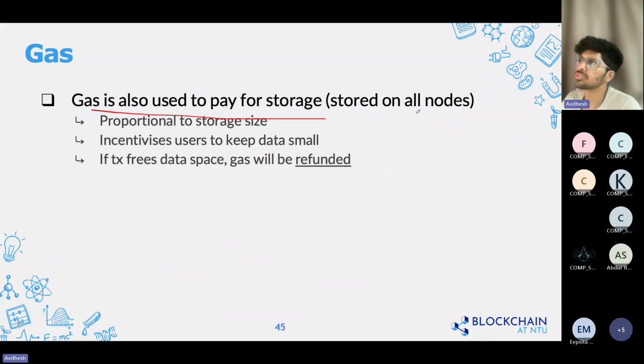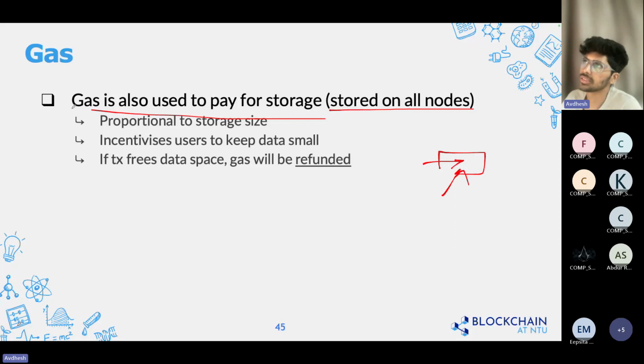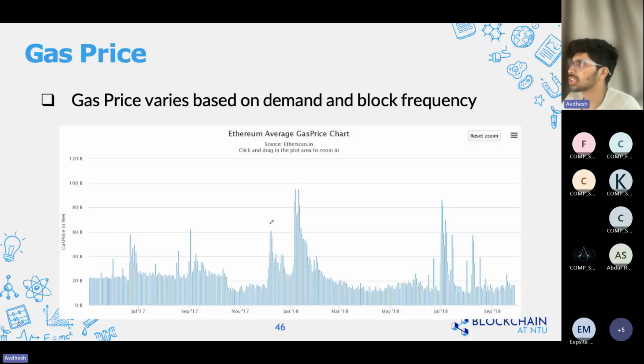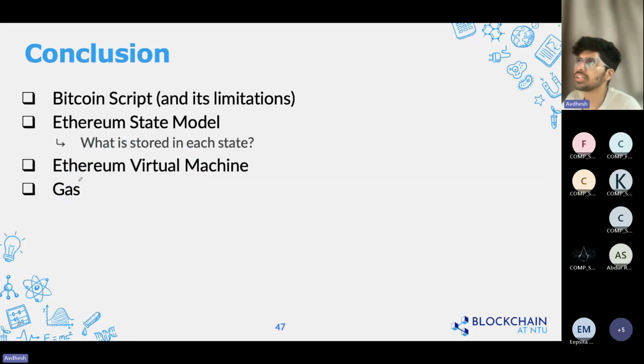And gas is also used to pay for storage, because since we can code smart contracts on Ethereum, we can also store our addresses or any data on the smart contract as well. So that's how gas can also be used. This is the chart of gas prices. I don't think it's relevant.